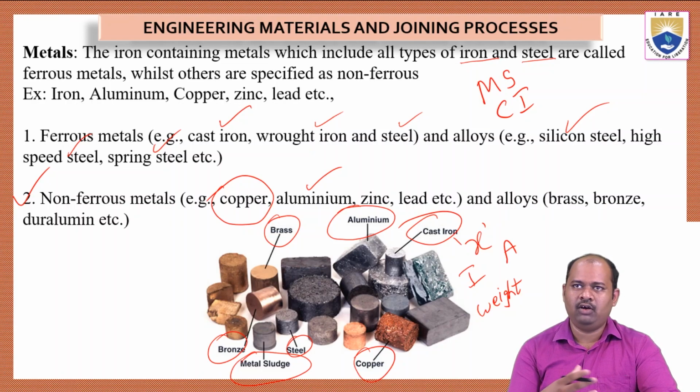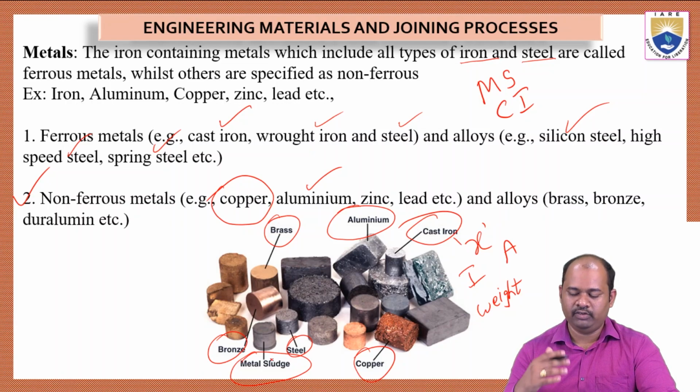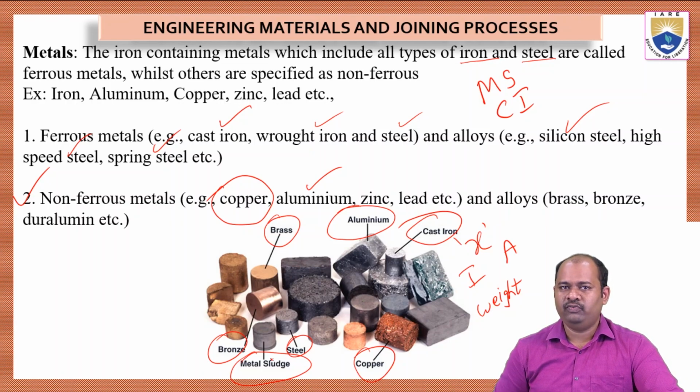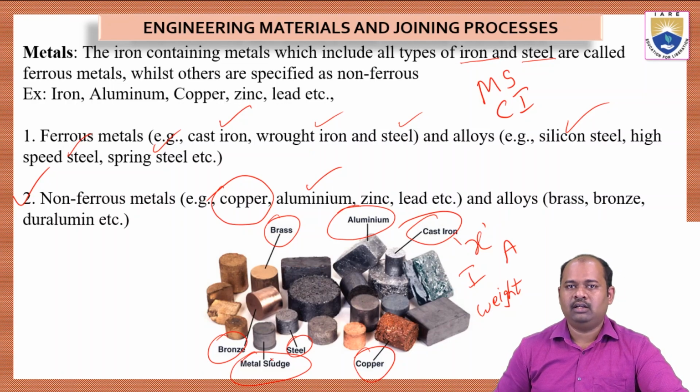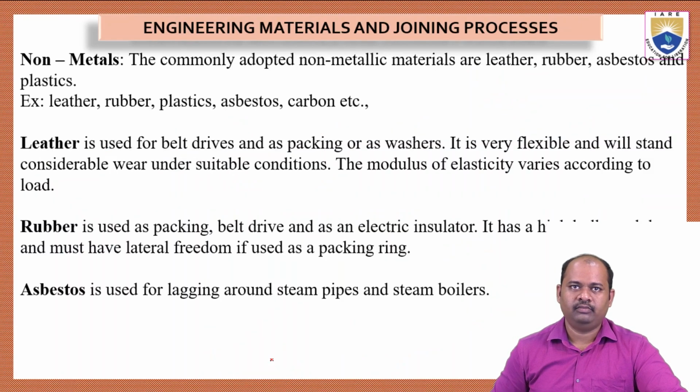That is, iron will have ferrous and aluminum has bauxite. Like this, different metals have different ores. They're called with different names because they have a lot of impurities present in them. So after purification and refining, we'll get the pure form of metals. They are these metals like ferrous and non-ferrous metals.